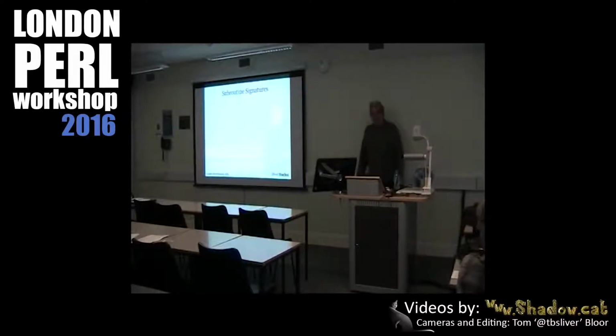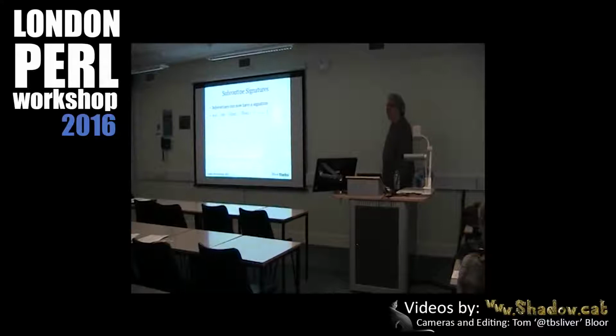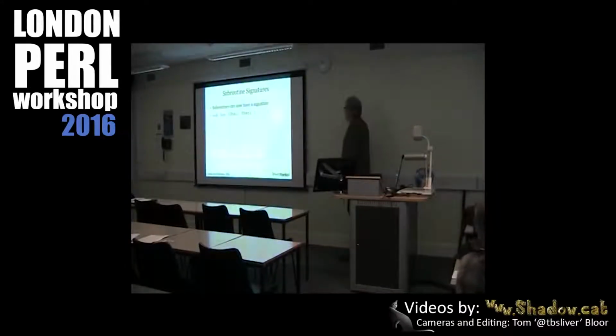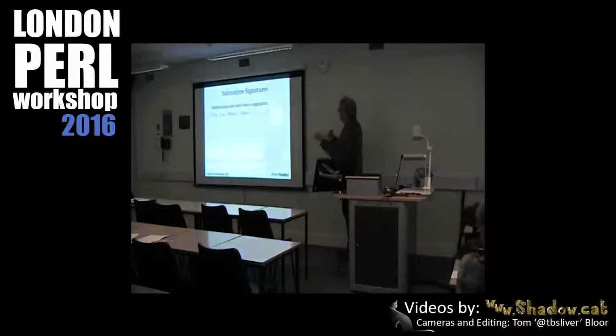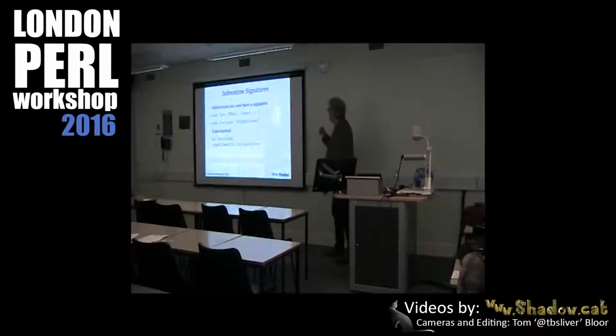So subroutine signatures. Subroutines can now have a signature. Hurrah! Only like 40 years after every other programming language in the world. But it is the best subroutine signature. So you can now write sub foo ($bar, $baz) { code }. You need to have use feature 'signatures'. It's experimental, so you need to have no warnings 'experimental::signatures'.